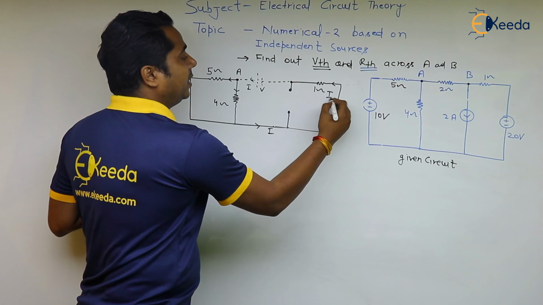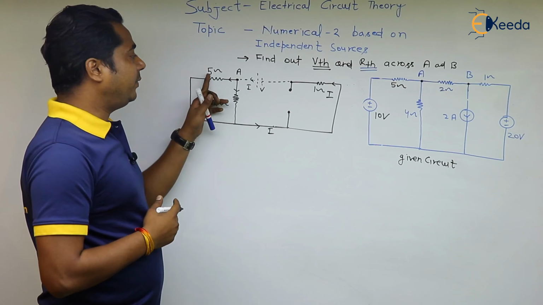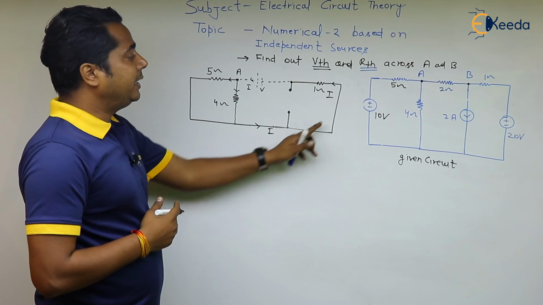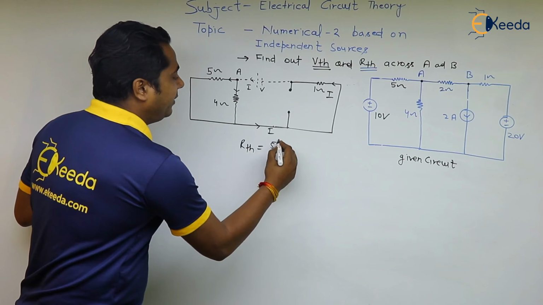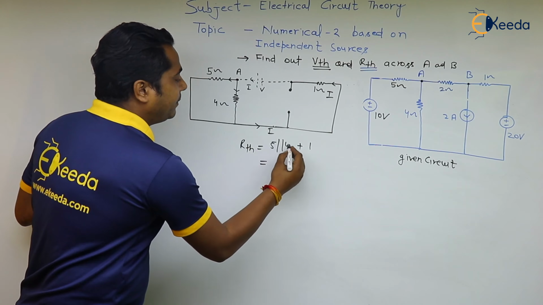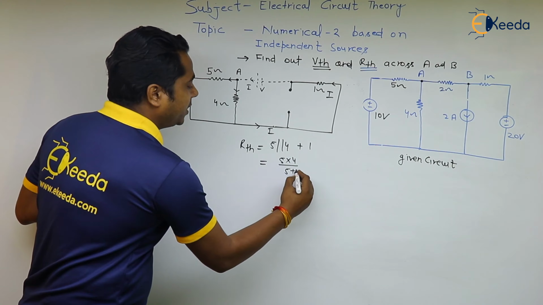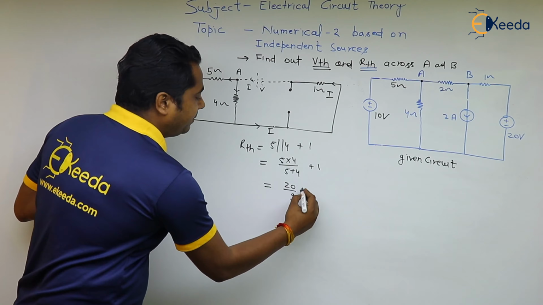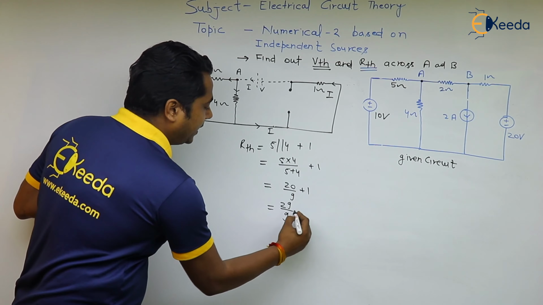So from the formula of series and parallel, these 5 and 4 are in parallel with each other and the total in series with 1 ohm. So the value of RTH will be equal to 5 in parallel with 4 plus 1. So 5 in parallel with 4 means 5 into 4 upon 5 plus 4 plus 1. 20 upon 9 plus 1, that will be coming to 29 upon 9 ohm.